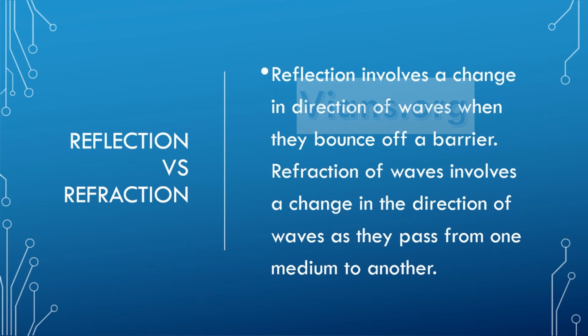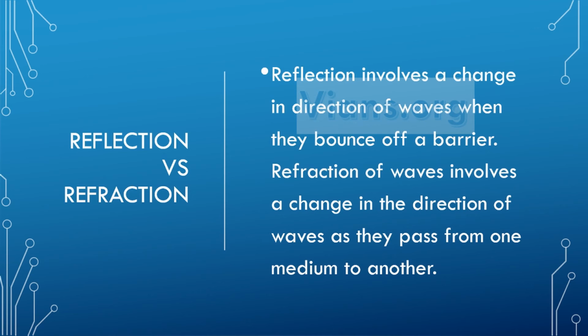So now comes the question, what is the difference between reflection and refraction? Reflection involves a change in direction of waves when they bounce off a barrier, a material. It could be any material. We saw two different materials, a steel ball and a marble ball. Both of them have reflective properties, although different types of reflection. One was specular, the other one was diffuse. Nevertheless, both of them were reflecting the waves, light waves, when they bounced off the surface.